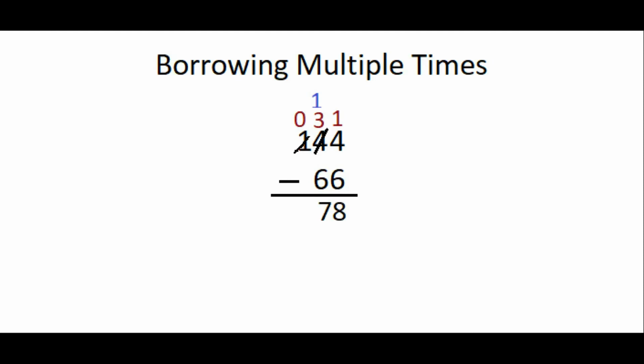And we're done. Our answer is 78. 144 minus 66 equals 78.